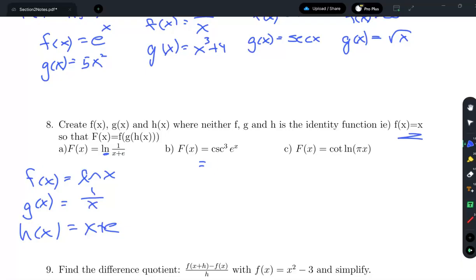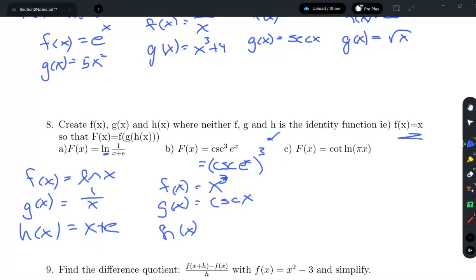This, I'm just going to rewrite it just because I want to make sure you see this is the same thing as saying the cosecant of e to the x all cubed. So that tells me that the outside function is the cubic. The next inside layer is the cosecant, and then the h of x function will be the e to the x.